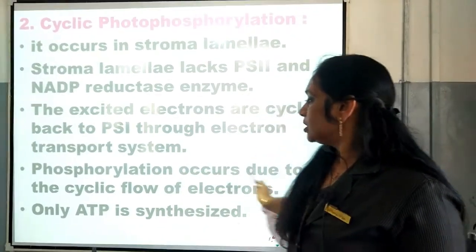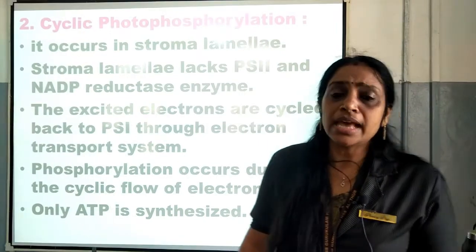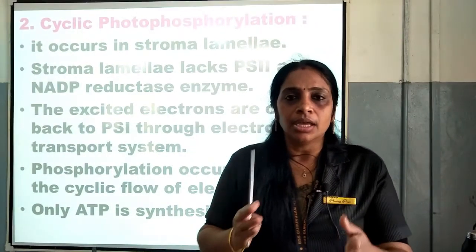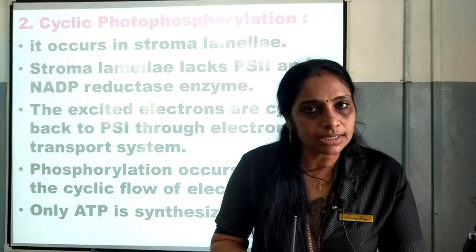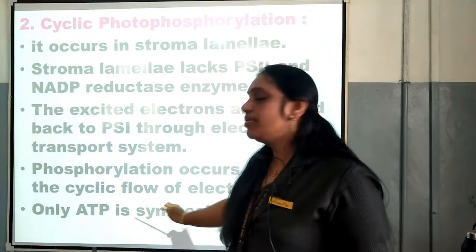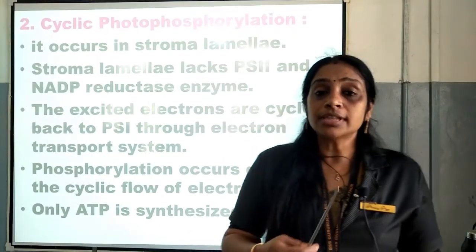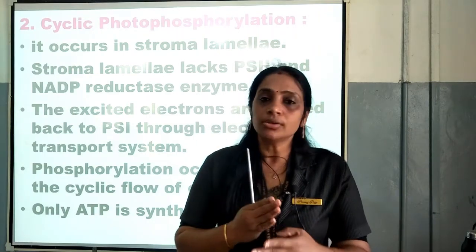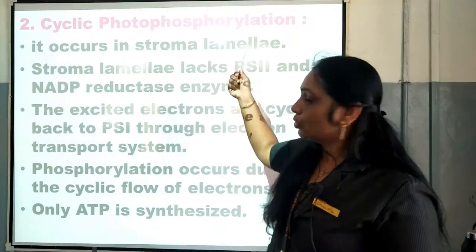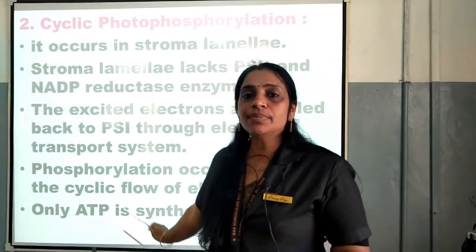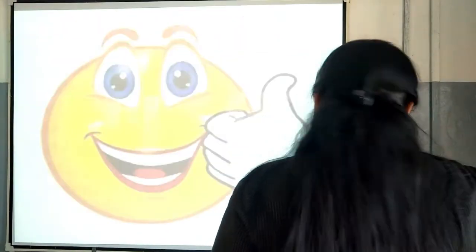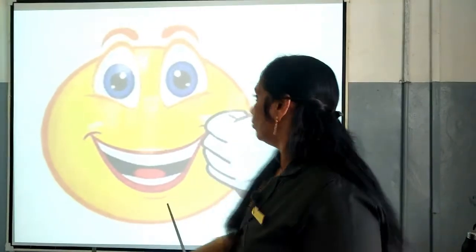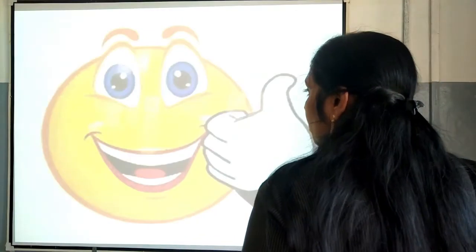Phosphorylation occurs due to the cyclic flow of electrons. As the electrons flow in a cyclic manner, ATP synthesis takes place and only ATP is synthesized here. But in the case of non-cyclic photophosphorylation, along with the ATP, NADPH2 is also synthesized. But in the case of cyclic photophosphorylation, only ATP is synthesized. You can see that is related to the cyclic photophosphorylation process. Okay, my dear children.